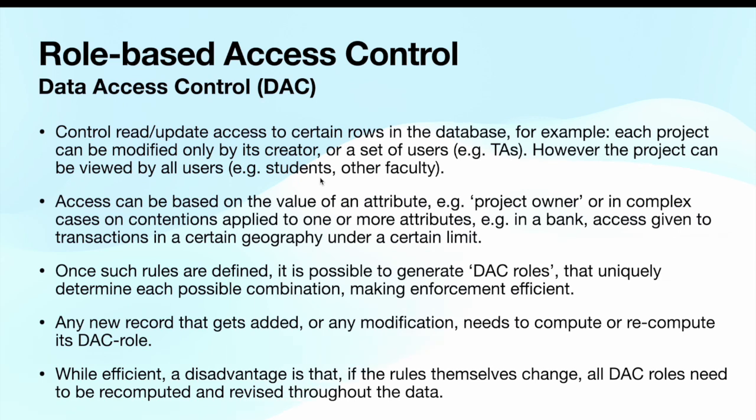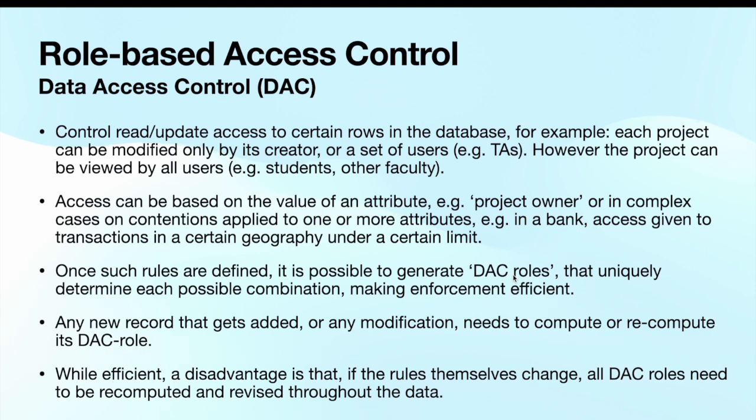How do you define those complex DAC rules, especially when it's based on multiple criteria, like in banking? That's where it gets exciting. We can define sophisticated rules. For example, transactions in a certain geography, under a specific limit. Once defined, we generate DAC roles. These are unique identifiers representing combinations of permissions. It makes enforcement super efficient.